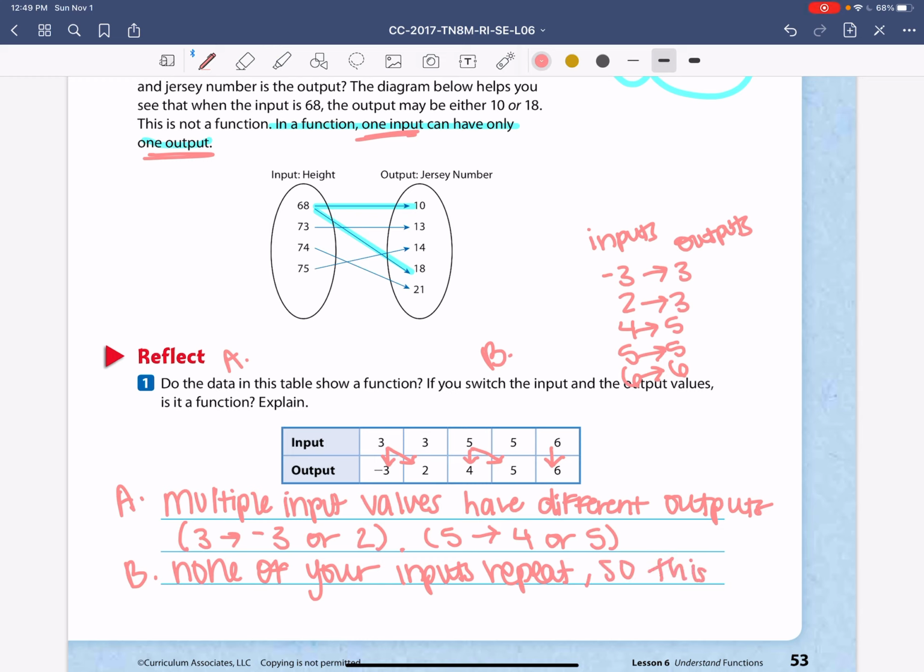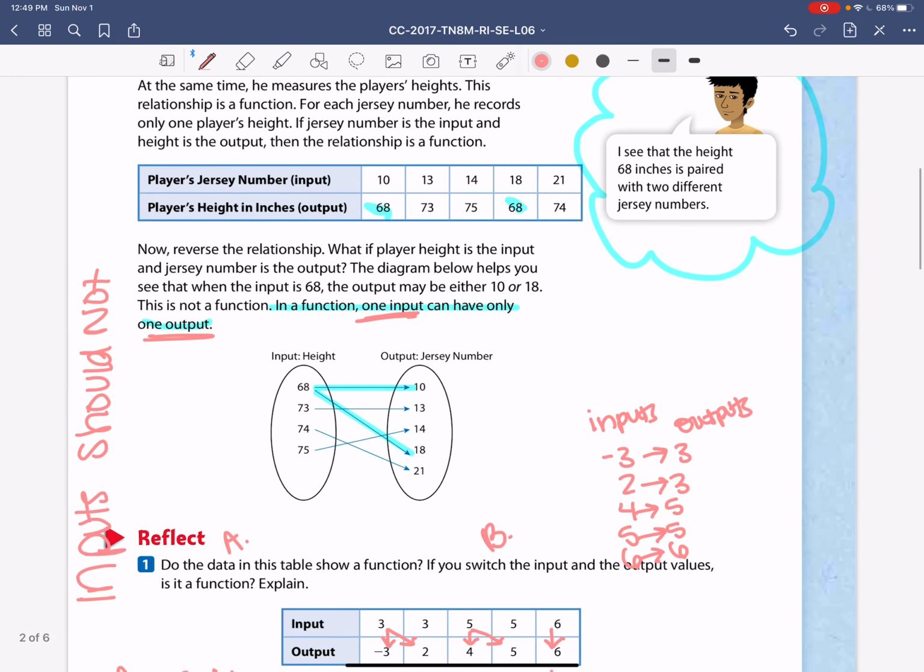So this is a function. And that is all for day 1. What was really important today is that when you have inputs, they cannot repeat. Okay, that was the big idea for today. Inputs should not repeat. And that's all for today.